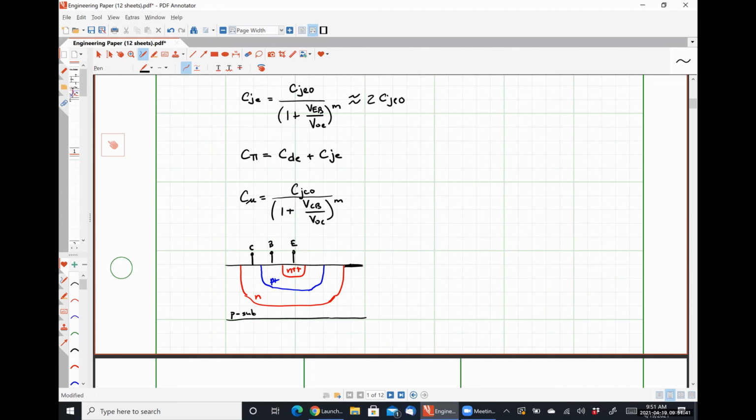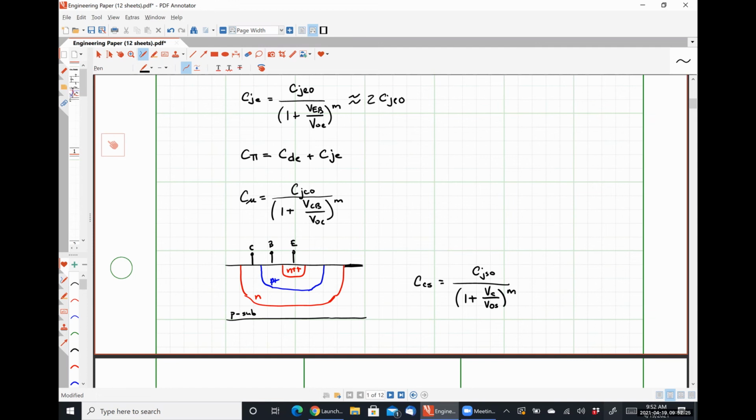integrated circuit based BJT, there is also going to be a depletion capacitance seen between the collector and the substrate, which is where that capacitance CCS arises from, where CCS is equal to CJS naught divided by 1 plus VC over V naught S to the nth power. I want to be clear here.